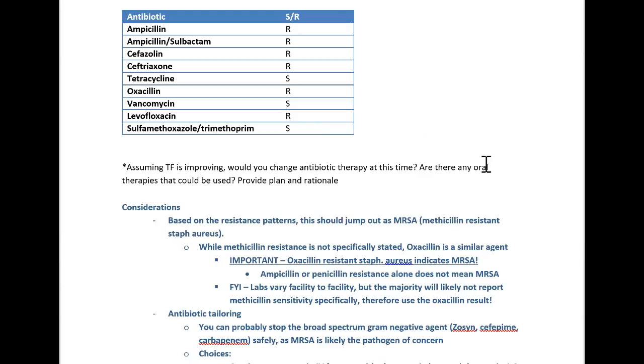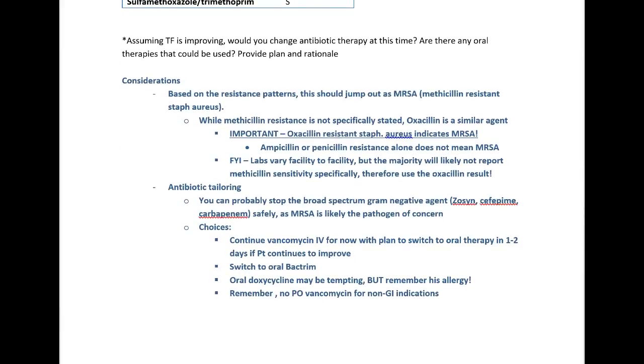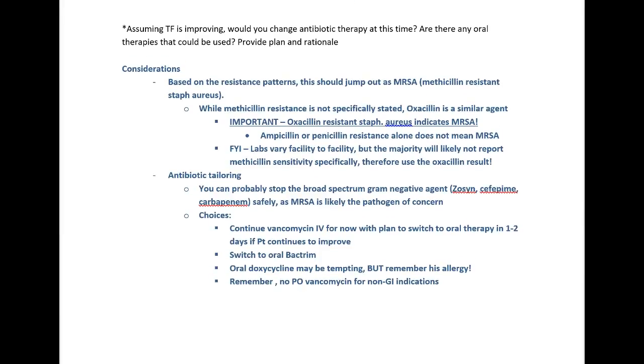So what I would say is that you need to tailor your antibiotic at this point. And to do that, your broad spectrum gram-negative agent probably isn't all that relevant anymore. Zosyn, cefepime, a carbapenem, or whatever you picked for that, isn't going to be necessary. We don't need it because MRSA is the likely pathogen that I'm giving you here.